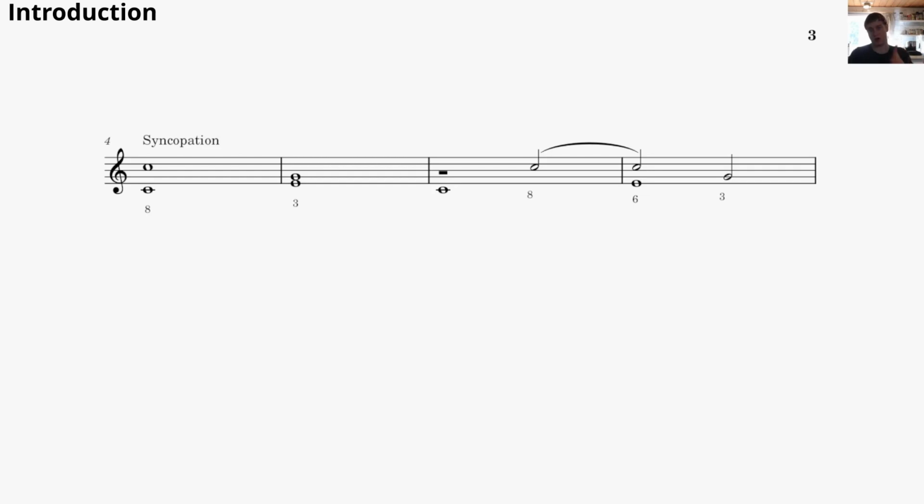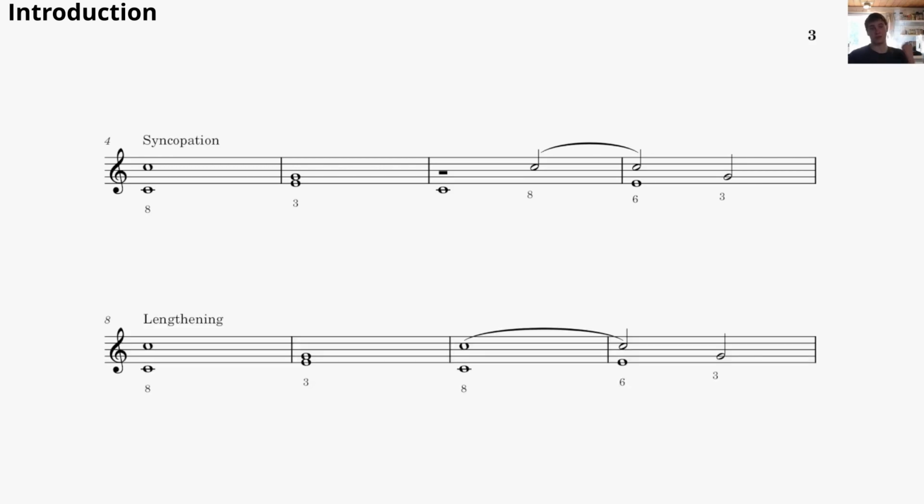Before we had an octave going to a third, and now we have an octave where the top voice is suspended into the next measure, where a sixth is created, and then that's going to a third. This is known as a syncopated suspension because the suspension begins on the weak beat of the measure. Lengthening is another type of suspension where the original duration of the note is just lengthened into the next measure.